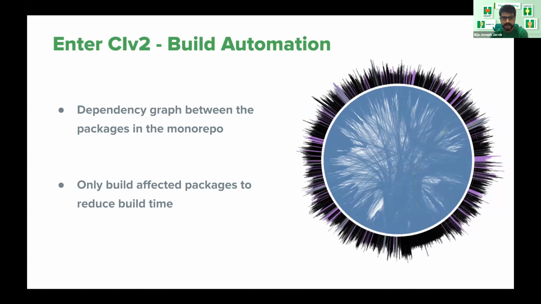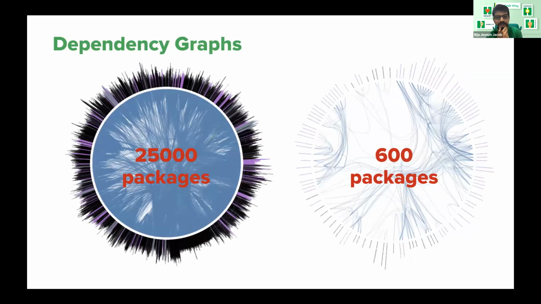Now that we have a dependency graph, we can be smarter about what we actually want to build. If we only built the packages that really changed in that commit, or the change that a developer pushed in, we can significantly reduce build times. Here's a classic example, right? We have over 25,000 packages sitting in the monorepo. If you had to go and build all of that, like I said, it could go up to 10 hours. I pulled out a classic example of a service that we will talk about later. In that service, you can see there are only 600 packages that it actually depends on. So we can be smart and build only these 600 packages.